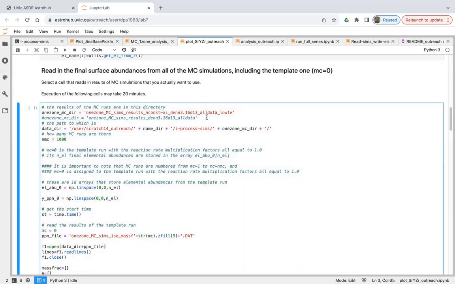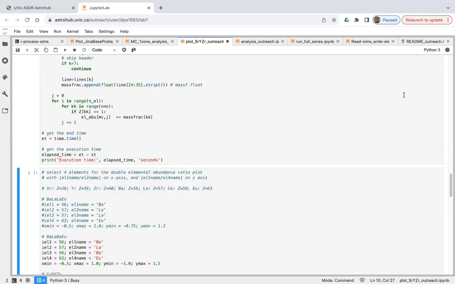So let's execute the cell that will read. As you can see here, I provide the name of the directory with my Monte Carlo simulation results, the directory that I showed you: neutron density 3.16 10^13, and low iron abundance. Now we have to wait a few minutes, until this black circle in the top right corner turns off.